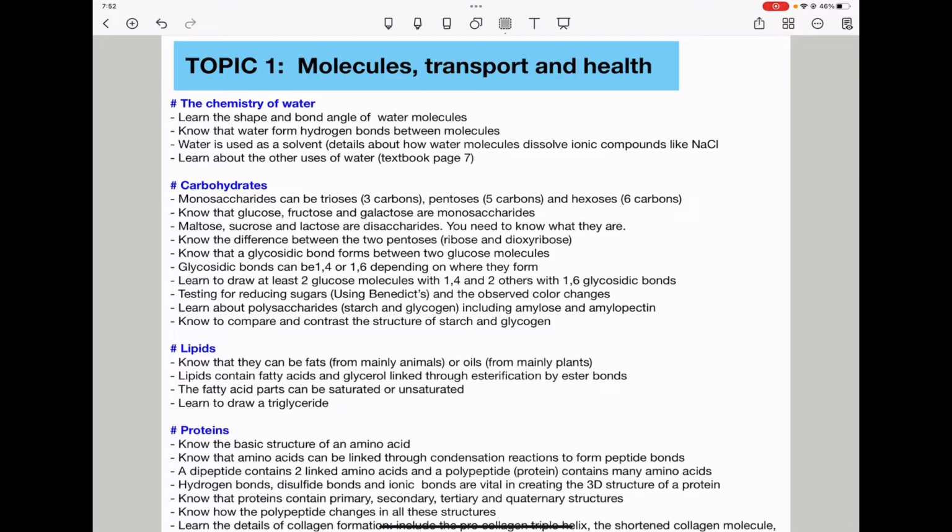You need to learn to do the testing for reducing sugars using Benedict's solution. And you need to know the observed colors that happen during this experiment. You need to learn about polysaccharides like starch and glycogen, including amylose and amylopectin. Remember those shapes in starch as well as glycogen. You also need to know to compare and contrast the structure of starch and glycogen.